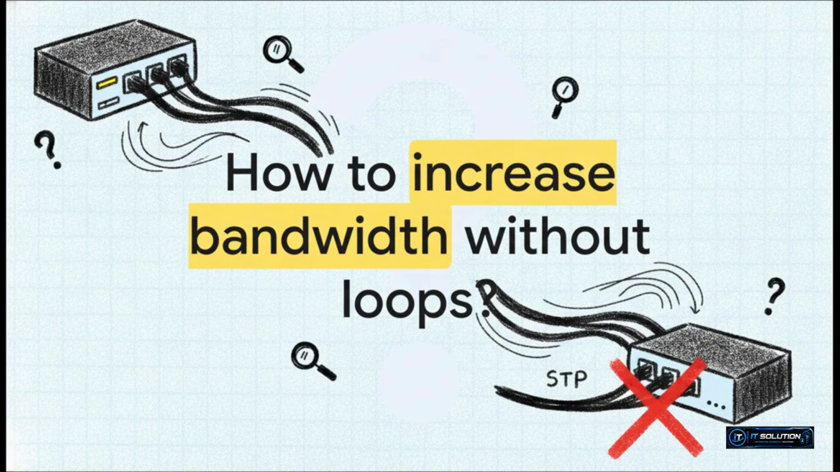Because as we all know, simply plugging in a bunch of extra cables just sets off Spanning Tree Protocol, right? STP swoops in, doing its job to save us from loops, of course, but it instantly blocks those redundant links. And frankly, in today's networks, we desperately need that extra pipeline for heavy traffic.